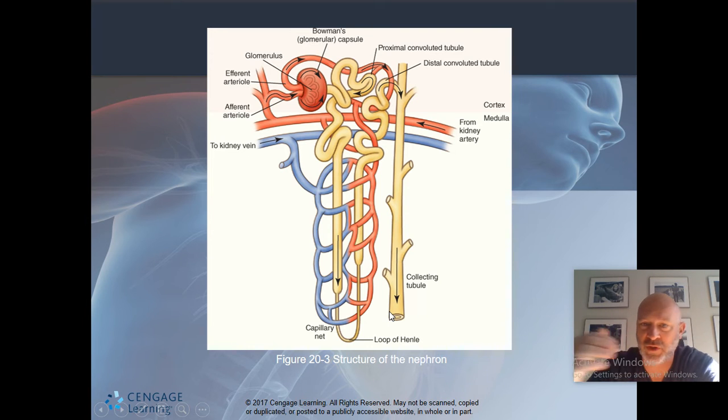And then all the collecting tubules converge in the renal pelvis, and then the urine drains into the ureters and gets stored in the bladder. All right.